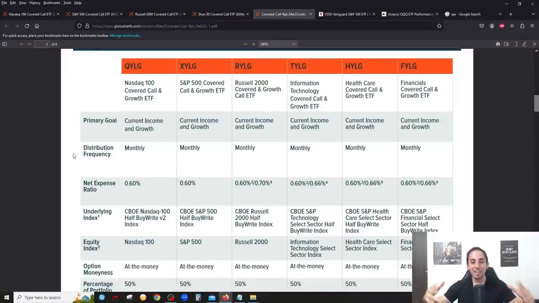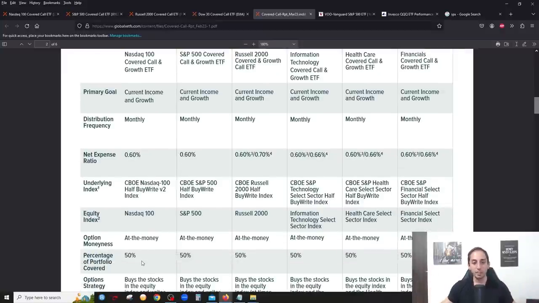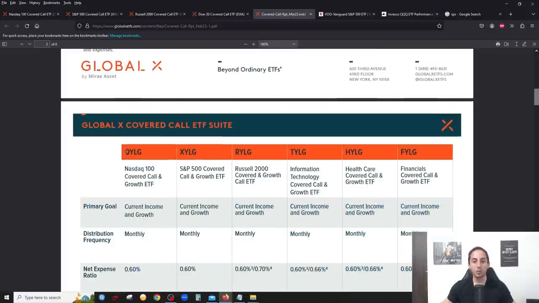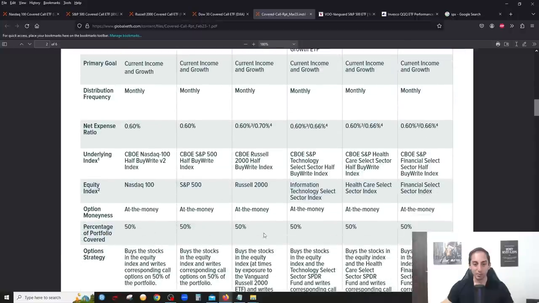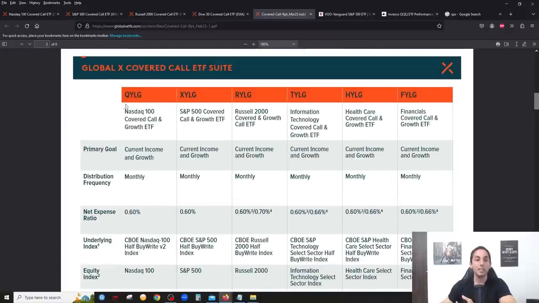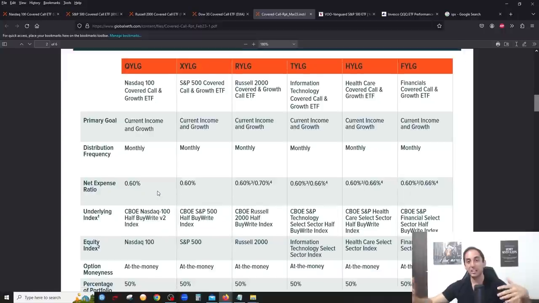But basically, it's the same exact strategy, except they're only covering 50% of the portfolio, right? They're still at the money. They're covering 50% of the portfolio instead of 100%. So what can you expect with the QYLG or XYLG or RYLG versus the D equivalent? Pretty much half the yield, right? Because they're making half the premium, they're covering half the portfolio, but you're capturing 50% of the upside in case the NASDAQ 100 goes up, the S&P 500 goes up. So it's kind of like a half-half approach.